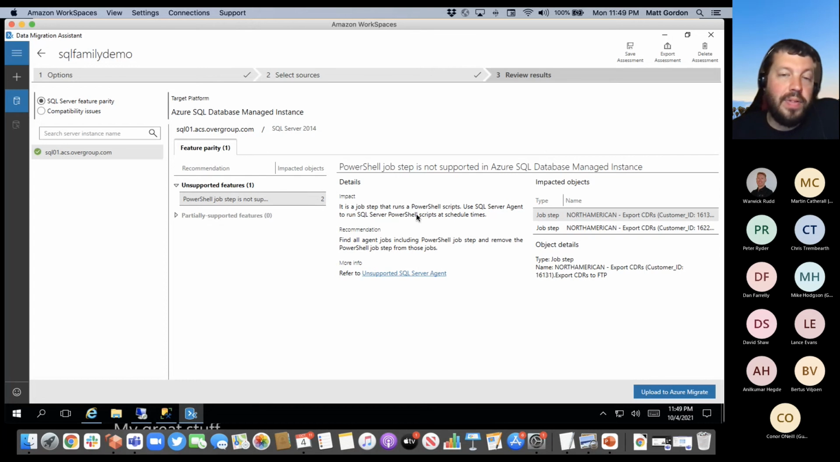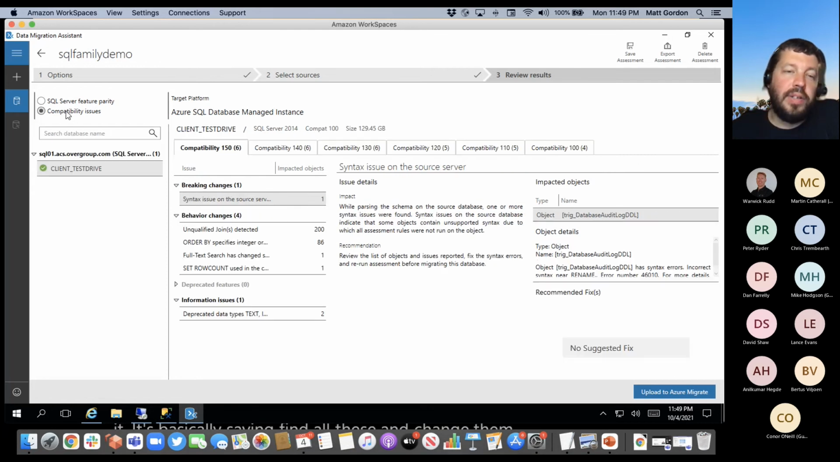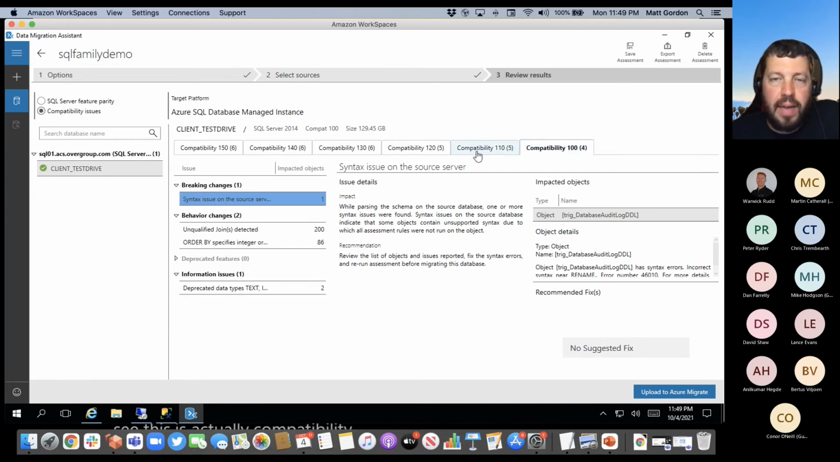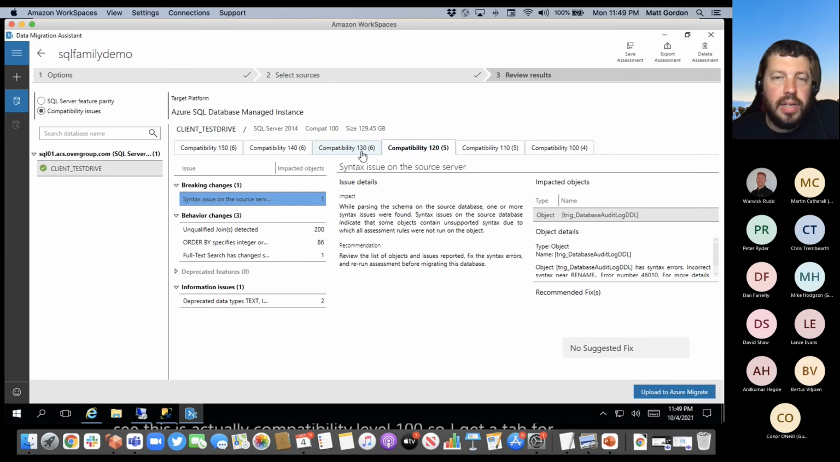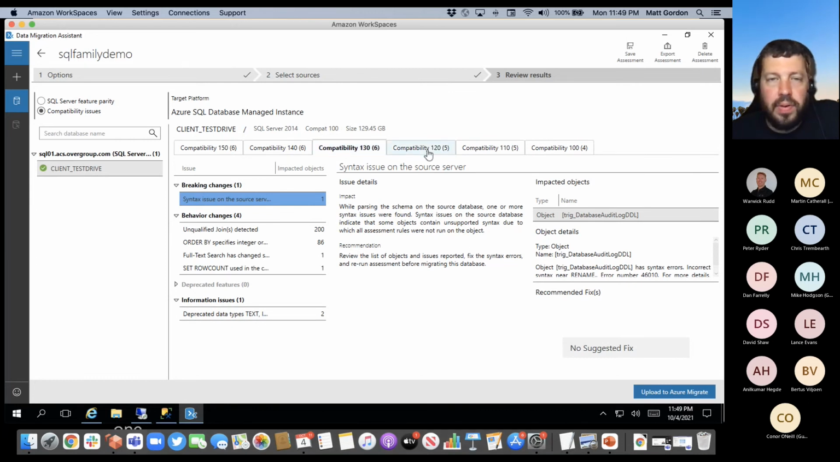And then it's going to give you the details of what it says you should do. There's no automatic way to fix it. It's basically saying find all these and change them. Compatibility issues is generally the most exciting thing. And you'll see this is actually compatibility level 100. So I get a tab for each one. So let's say I wanted to move to 130 or 120.